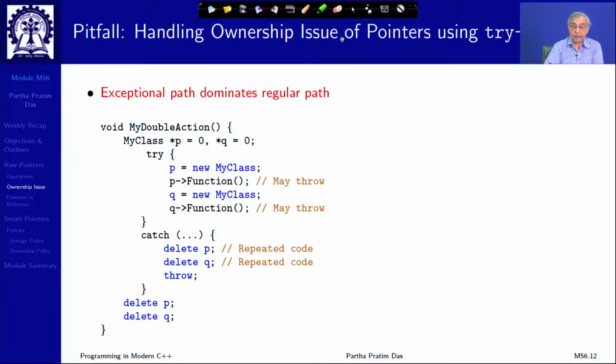Let me show you a fuller example. I have two pointers P and Q, each pointing to a my class object. With that pointer, I am calling a function of my class, and with another my class object, I am calling a function of my class. Now, if this function of my class can throw, it can throw an exception here, or it can throw an exception here. In either case, the try has to break and get me to the catch clause.